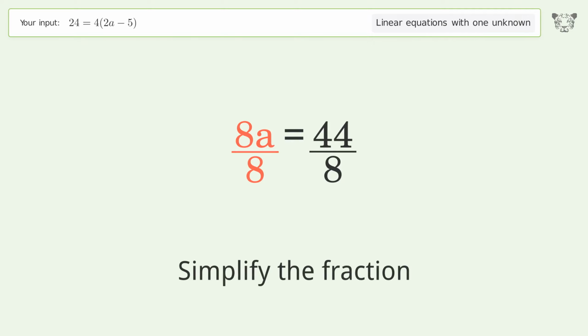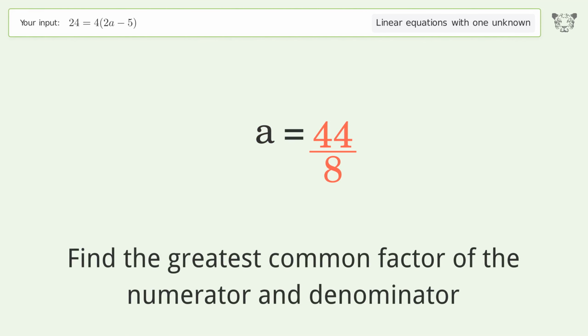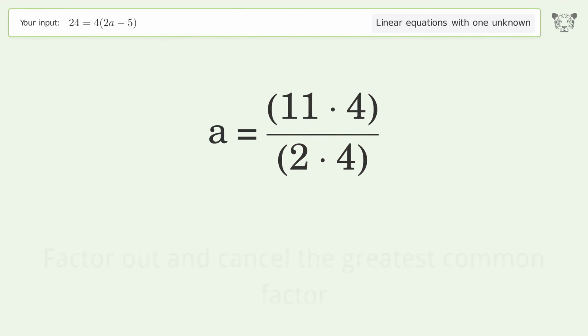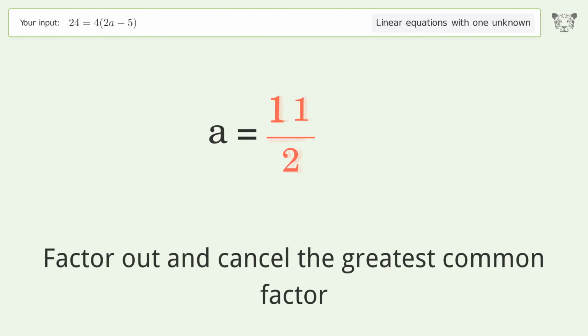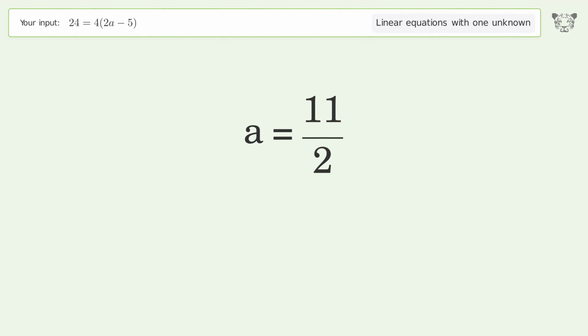Simplify the fraction. Find the greatest common factor of the numerator and denominator. Factor out and cancel the greatest common factor. And so the final result is a equals 11 over 2.